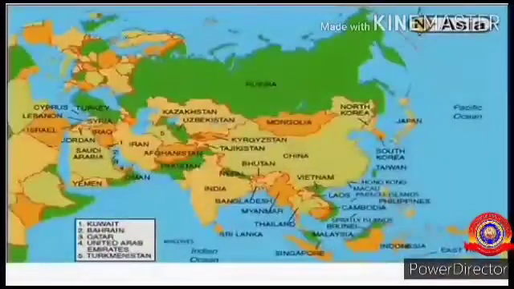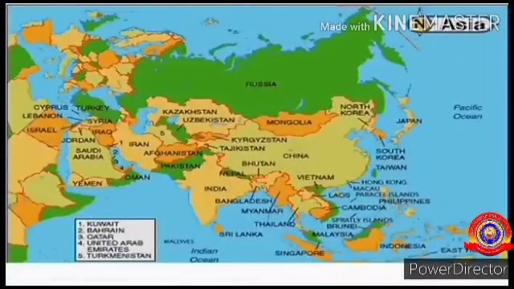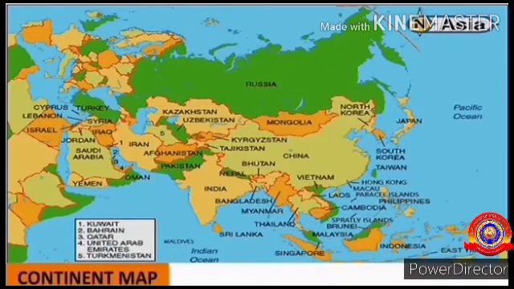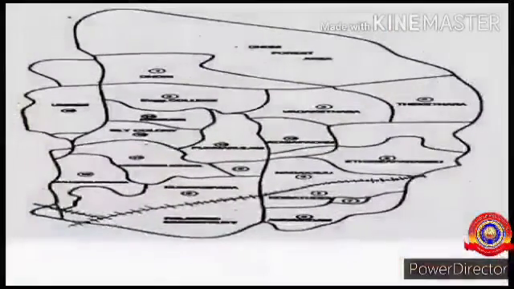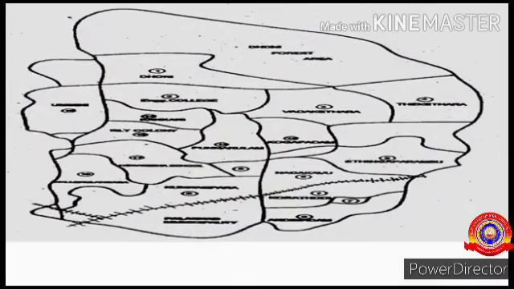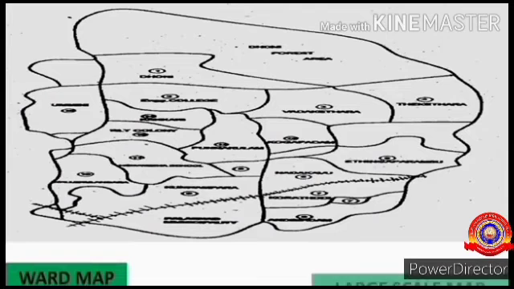Now, look at this map. Which map is this? Yes, this is a continent map. So, it is a small scale map. What about this map? What is it? Very good. It's a ward map. So, it's a large scale map.